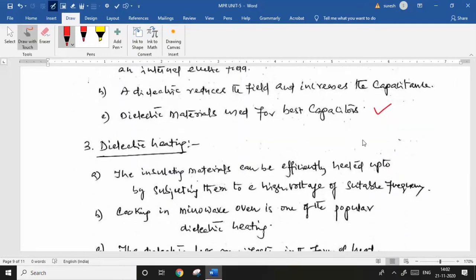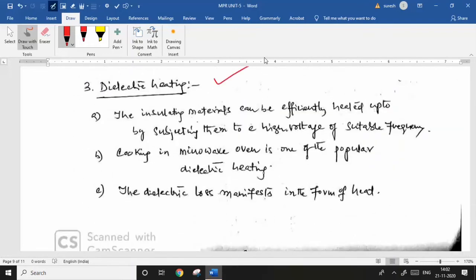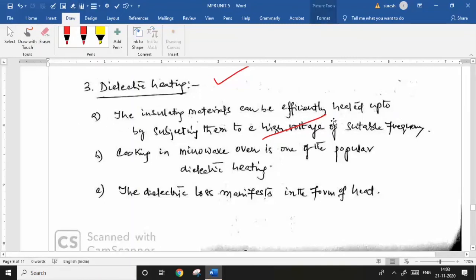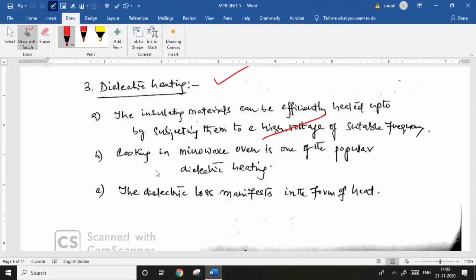The third use of insulating materials is dielectric heating. Insulating materials can be efficiently heated by subjecting them to a high voltage of suitable frequency. This is one of the most important points. For example, if I want to heat an important material, I can use this method. If you take microwave ovens, cooking in microwave ovens is also one of the most popular uses of dielectric heating. Therefore, the microwave oven is one of the instruments that uses dielectric heating.